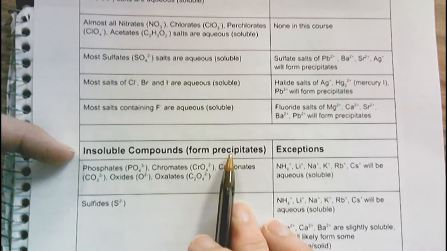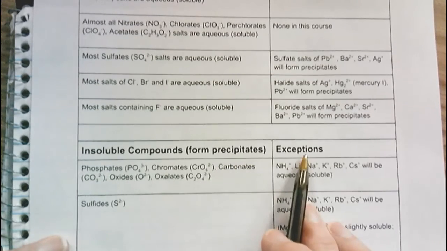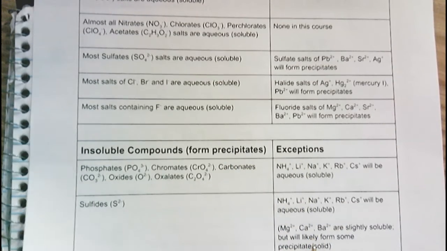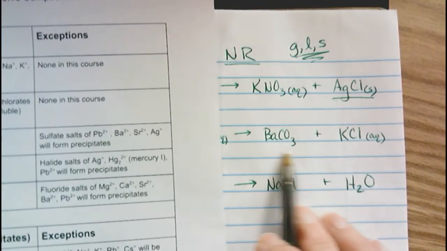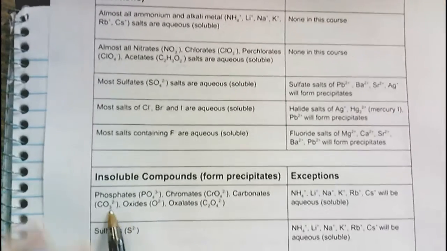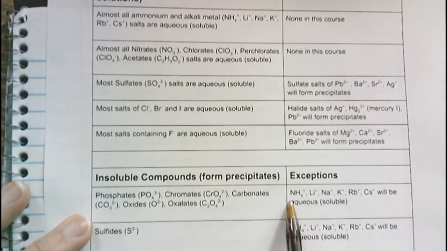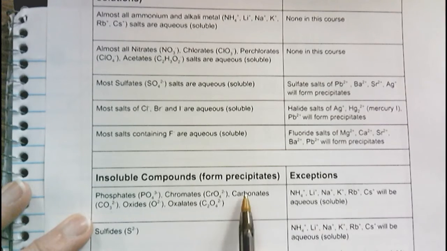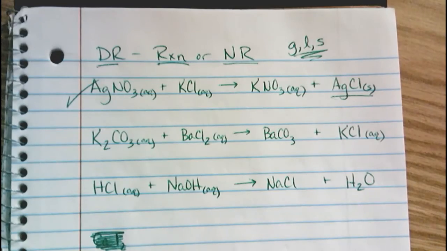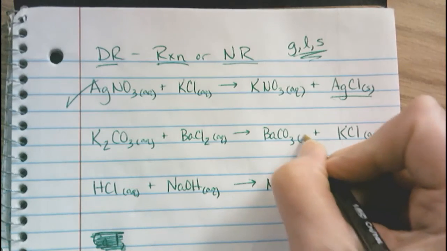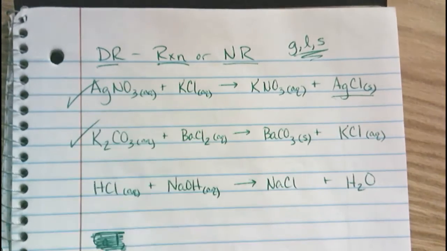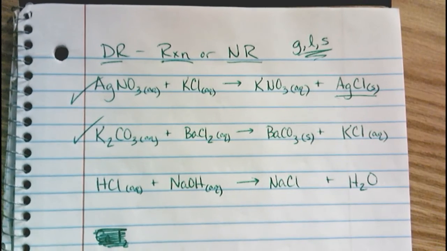They're going to form precipitates. Now there are a few exceptions over here of ones that would actually be soluble. So we were looking at barium carbonate. Carbonates are going to form a precipitate. Barium is not over here for an exception. So sure enough, it's going to make a precipitate. So we're going to mark this as a solid. And then therefore, yes, that reaction does actually happen.